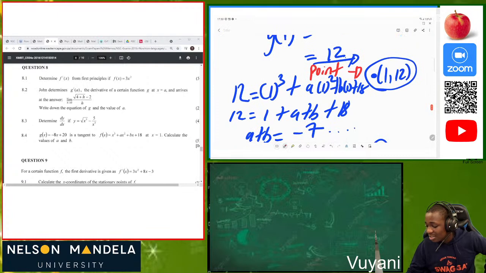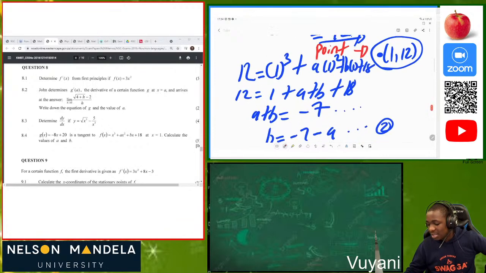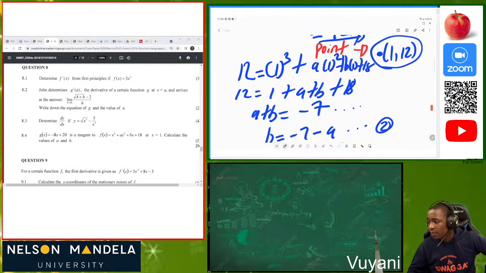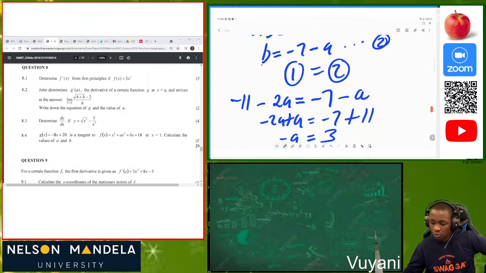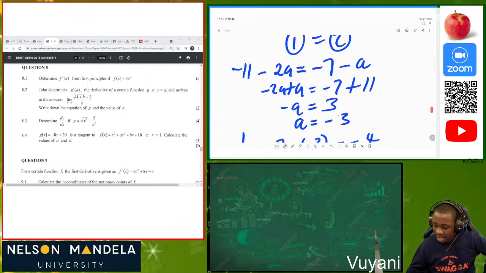Then we substituted this point into our function f of x. We ended up having 12 equal to 1 cubed plus a times 1 squared plus b times 1 plus 18. And then we have a plus b equivalent to negative 7. Then I made b the subject of the formula, so it was negative 7 minus a. Then equation 1 is equal to equation 2. We solve that by saying negative 11 minus 2a is equivalent to negative 7 minus a. Then negative 2a plus a, which is negative a, is equivalent to negative 7 plus 11.